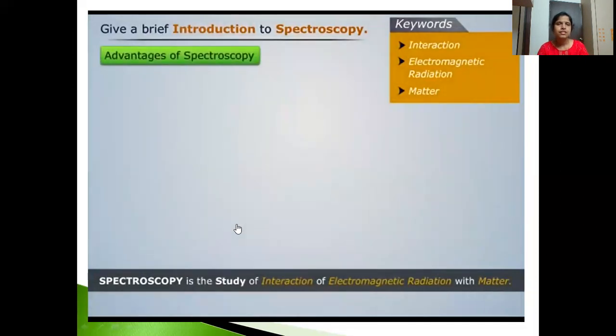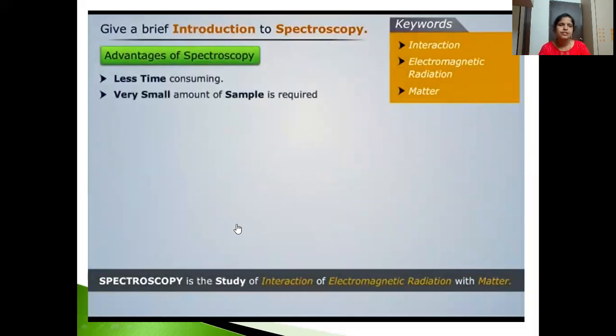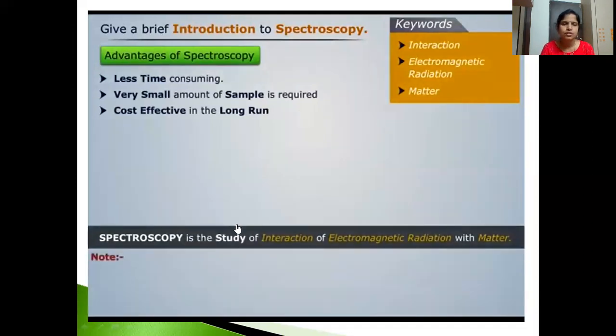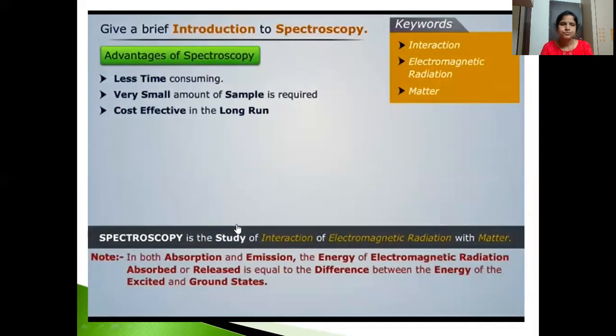And the advantages of spectroscopy are that it is less time consuming, within just less than minutes, and a very small amount of sample is required, and it is cost effective in the long run. Actually, to purchase it, it costs, but in the long run, it will be very cost effective for us.